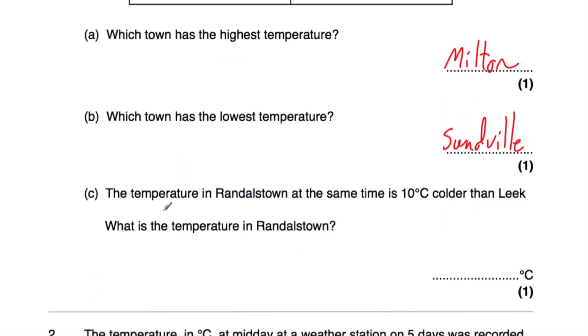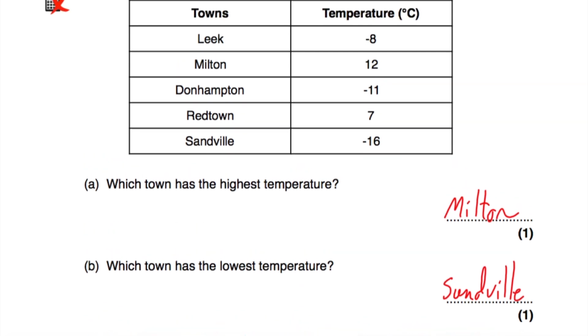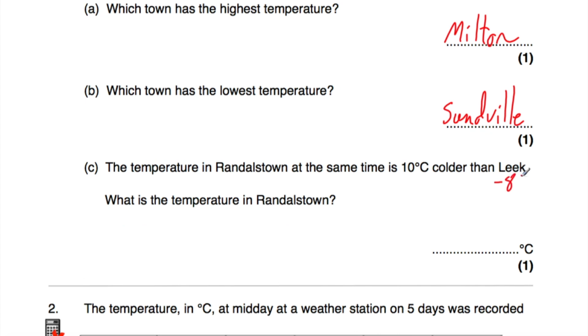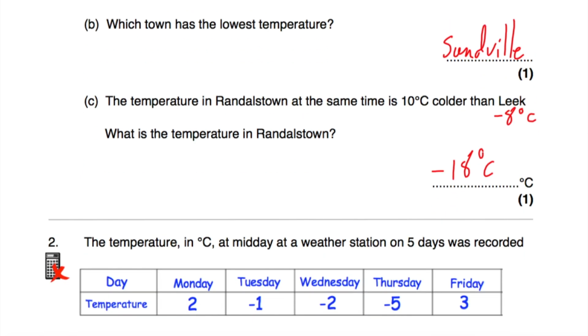Okay, part C. Part C says the temperature in Randallstown at the same time is 10 degrees Celsius colder than Leek. What is the temperature in Randallstown? So let's go up and see what temperature it is in Leek. As you can see here, in Leek it's -8 degrees Celsius. And the temperature in Randallstown is 10 degrees colder than that. So it's 10 degrees below -8 Celsius. And 10 degrees below -8 Celsius would be -18 degrees Celsius, because -8 take away another 10 would be -18. So what's the temperature in Randallstown? It's -18 degrees Celsius. Actually, I've written degrees Celsius already, so I just needed to write -18, but there we go.